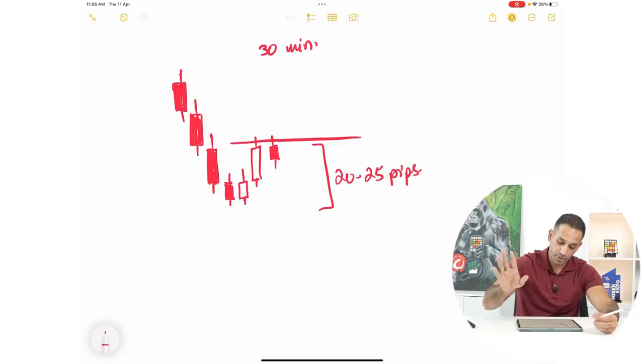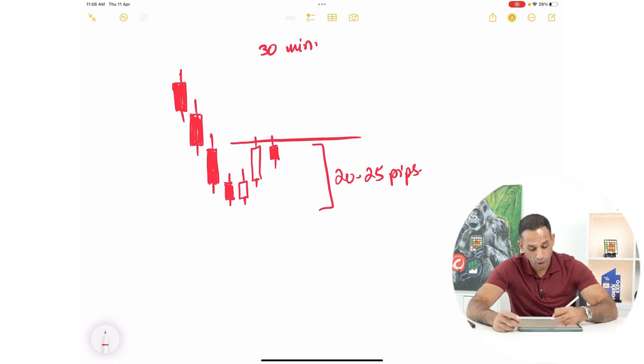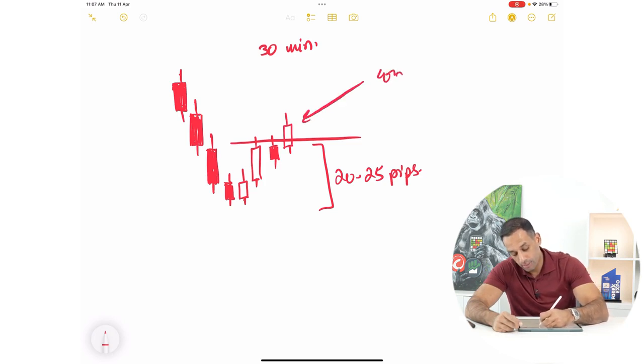So in this case, we've created resistance, and there's a high probability for price to maybe have a little bit of a retracement, so you're waiting for confirmation. And your confirmation is going to come with this candle closing bullish.